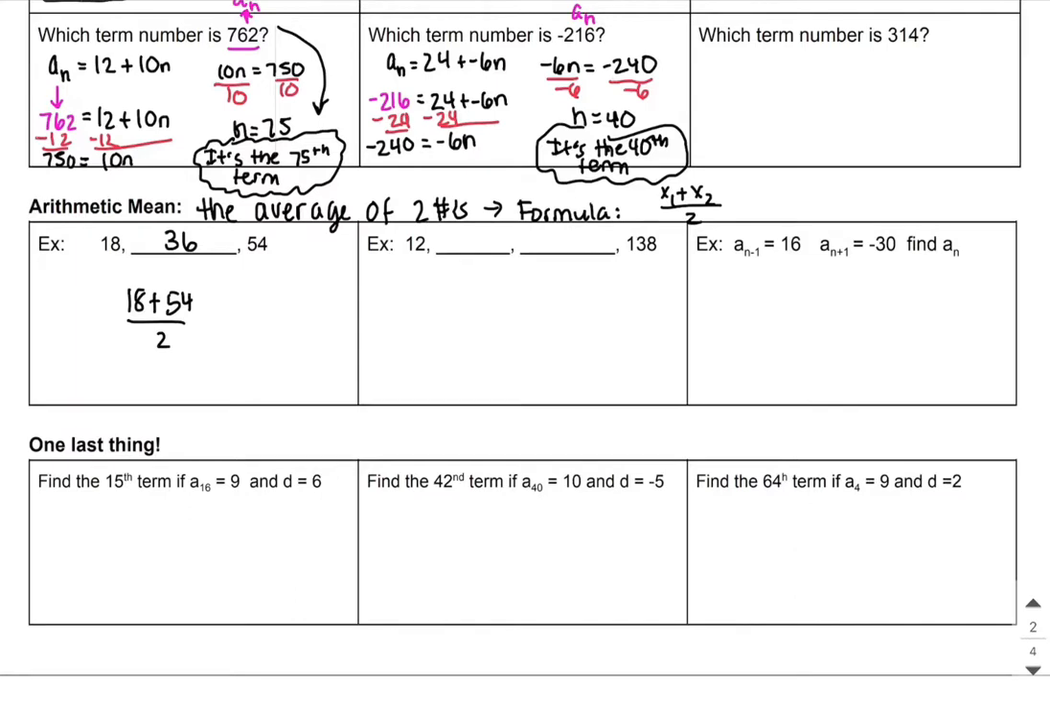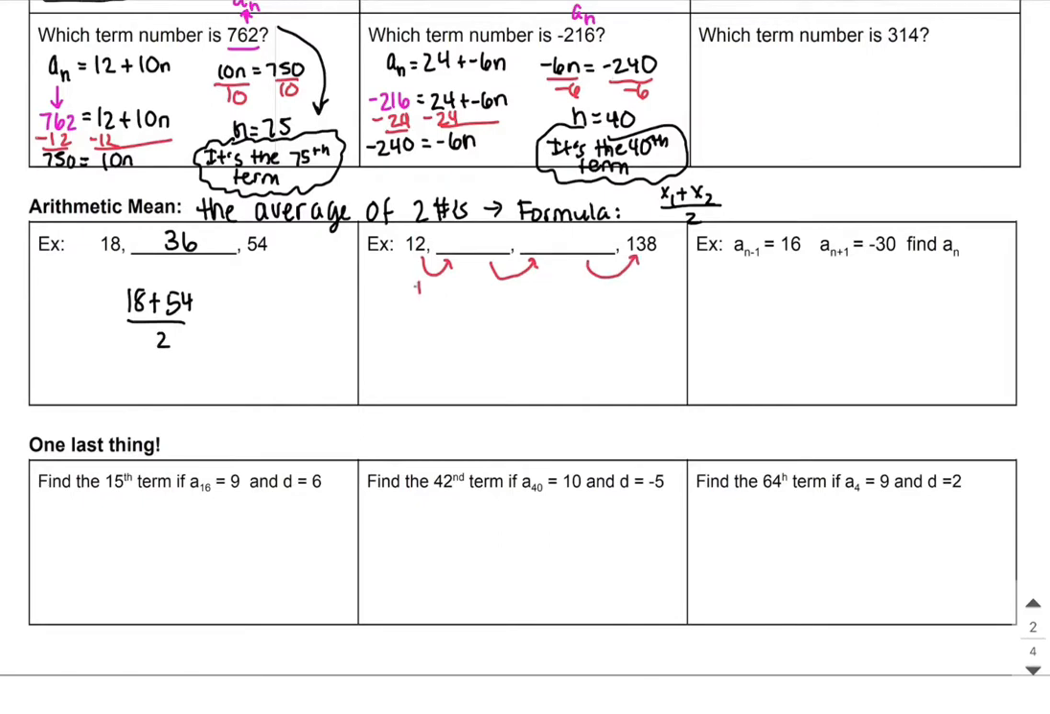Another way that I can do this: if I'm missing two numbers in between, it's hard for me to use that average of two numbers formula. So what I could do is say, well, I'm going to have to add d to 12 to get the next term, and then I'm going to have to add d again, and then I'm going to have to add d again.